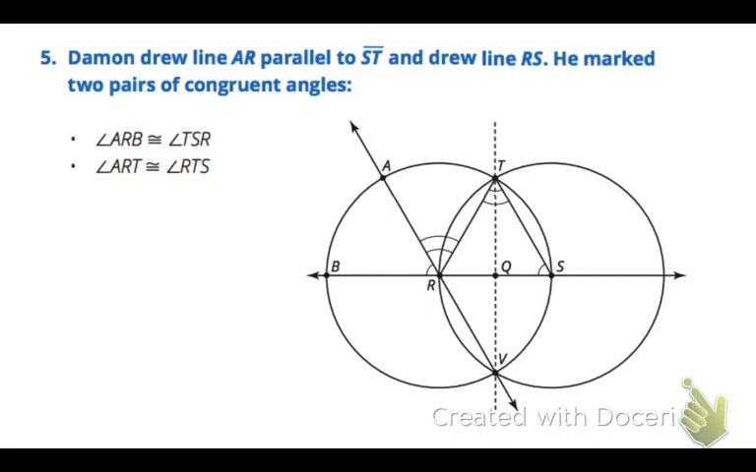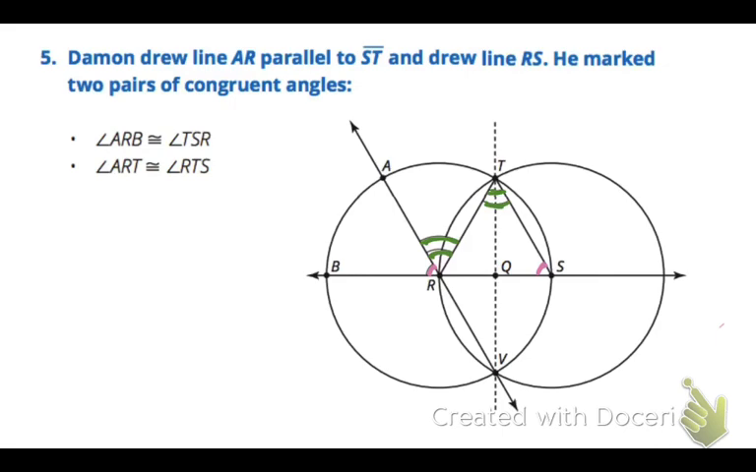Now it brings us to number 5. They're saying Damon drew a line AR parallel to ST. So this line here is parallel to ST. And then it says that he marked two pairs of congruent angles. So he's telling us that ARB, and I'll mark them on my end, so ARB is congruent to TSR. And then he's also telling us that angle ART and angle RTS, he's saying that those two angles are congruent.